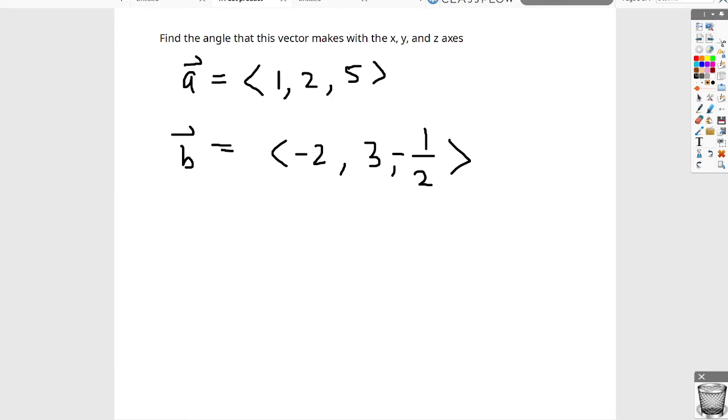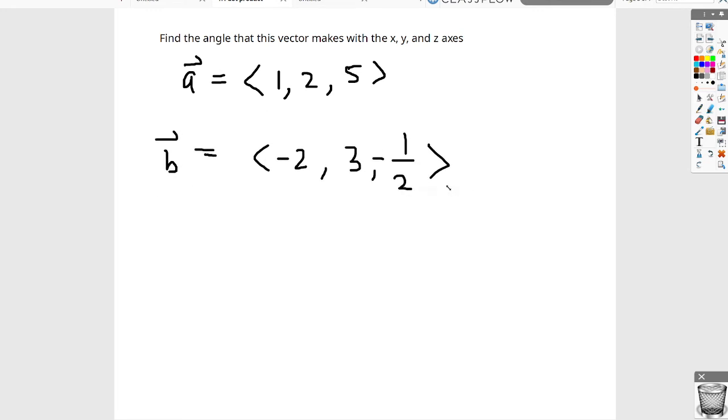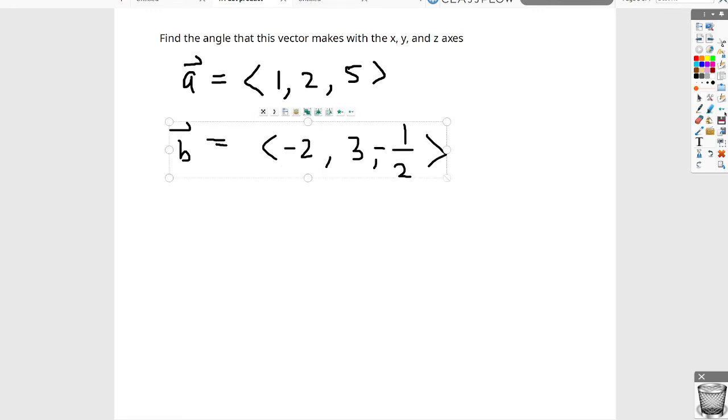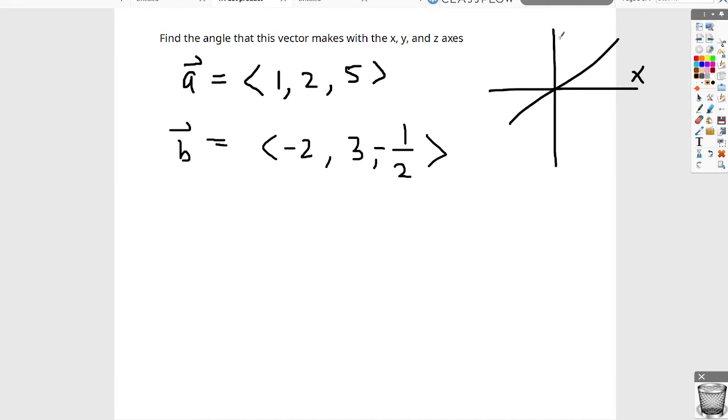Okay, next exercise is find the angle that this vector makes with the x, y, and z axes. First of all, I don't know if you can even picture the x, y, and z axes. That's x, and usually that's y, so usually that'll be z. It goes something like this. Use the right hand rule. It's a right-handed coordinate system, so use the right hand rule to determine your axes.